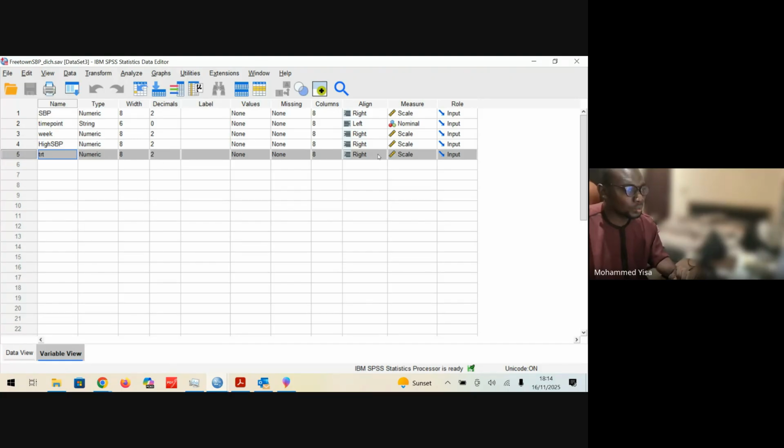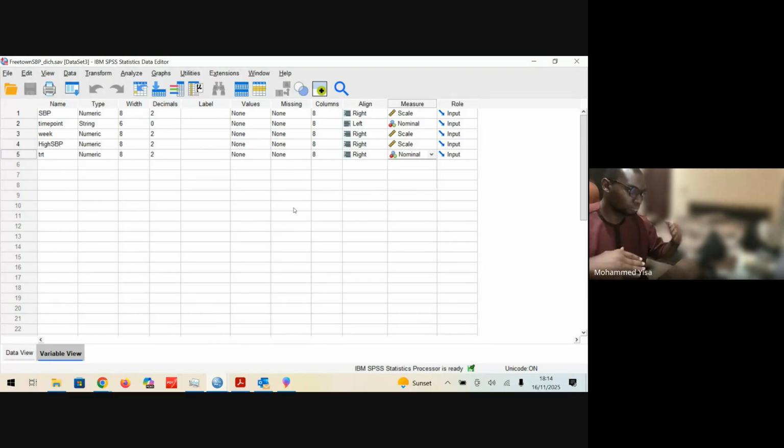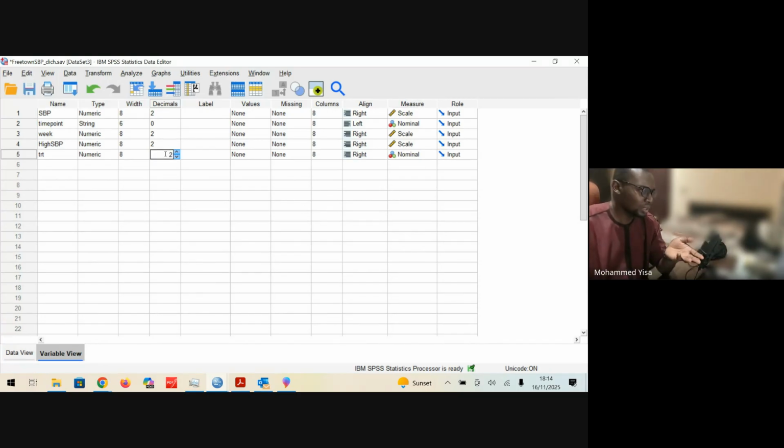So I'm coming to where it says measure, and I'm going to change it into nominal because there is no hierarchy between whether you have been treated or not. We're assuming there's no hierarchy. There's just two different groups, the treatment group versus the non-treatment group. Then, because they have values of 0 and 1, 0 for not treated and 1 for treated, we don't need decimal points, so I'm going to remove these decimal points. So it's going to be 0 decimal points, right?